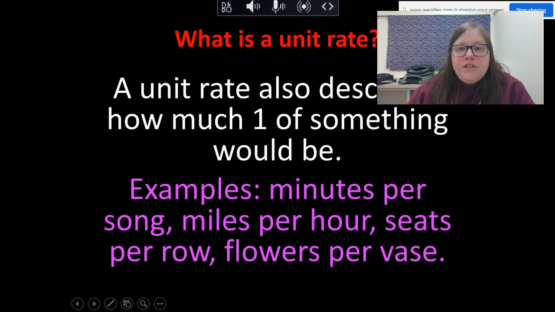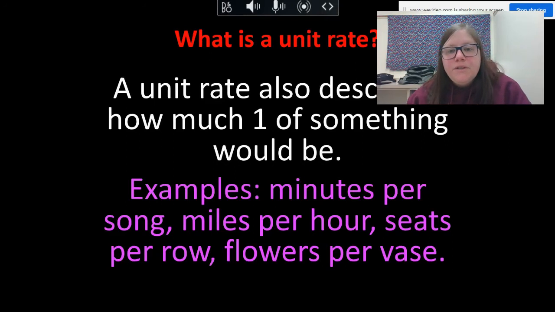So now back to the question of what is a unit rate? A unit rate also describes how much one of something would be. So for example, minutes per song, miles per hour, seats per row, flowers per vase. You could keep on going with tons of different examples.